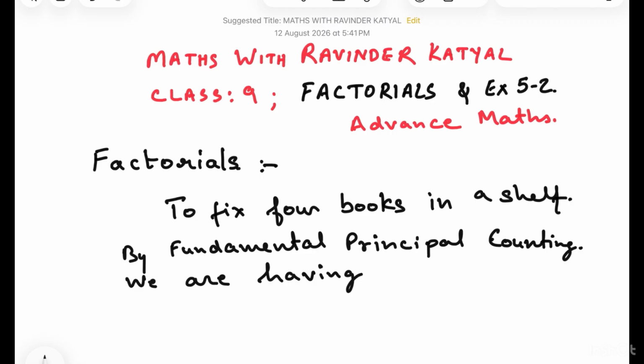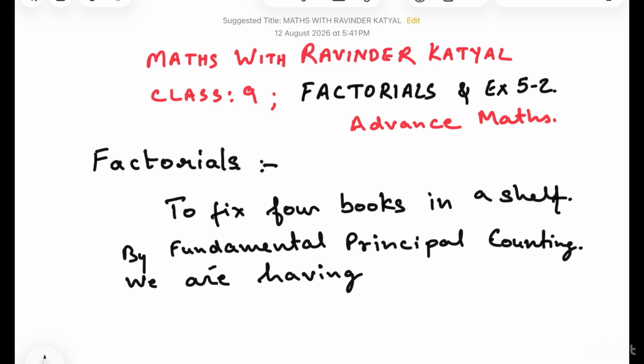So what are factorials? देखिए, factorials क्या होते हैं कि जब हम natural numbers को descending order में multiplication करते हैं, consecutive natural numbers हम ले रहे हैं। अब suppose पहले हम एक example लेते हैं। Suppose the question is to fix 4 books in a shelf, how many arrangements can you make?